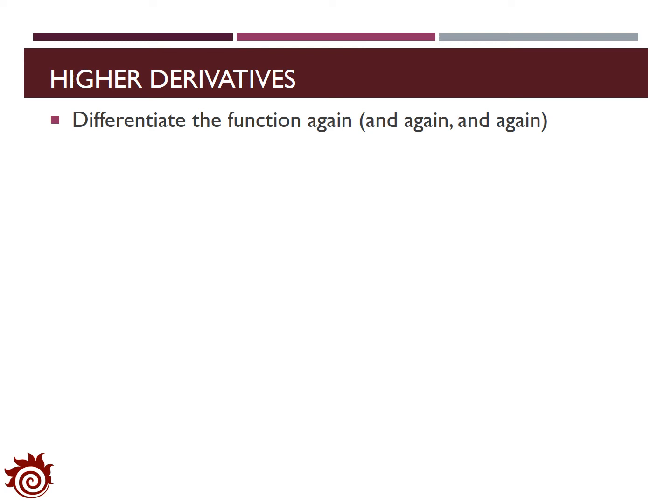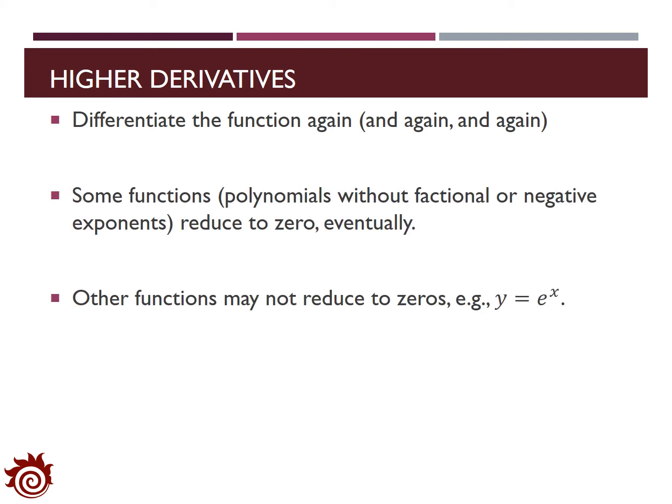In the previous example, we only applied the derivative to the function once, but in calculus, there are also higher derivatives, which means we can apply differentiation operations to the function more than one time. For some functions, such as a polynomial without a factorial or negative exponent, the function will eventually reduce to zero. But for other functions, such as the exponential function, it cannot reduce to zero.